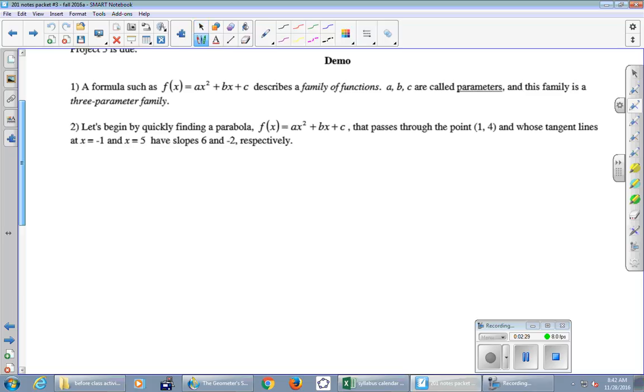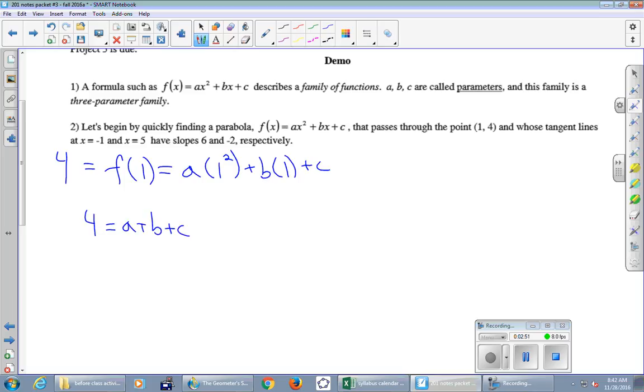So let's start with the (1, 4). On the one hand, f of 1 for sure is supposed to be the number 4. But on the other hand, we can find f of 1 by plugging 1 in for all of the x's. So a times 1 squared plus b times 1 plus c. So that means that 4 is equal to a plus b plus c. Okay, so that's one equation that we're going to end up using.